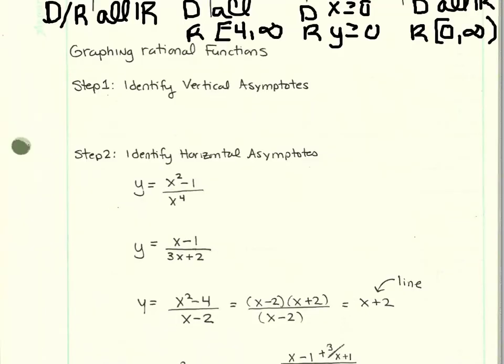So the hard part of the homework is that most of the graphs you have to give domain and range for are rational functions, and they're more difficult to graph. So for graphing rational functions, you're going to identify the vertical asymptotes. To identify the vertical asymptotes, you're going to look at what makes the bottom equal to 0.